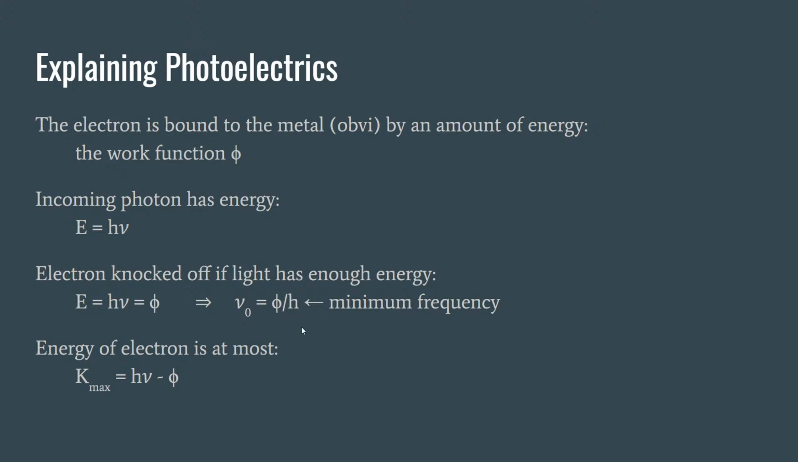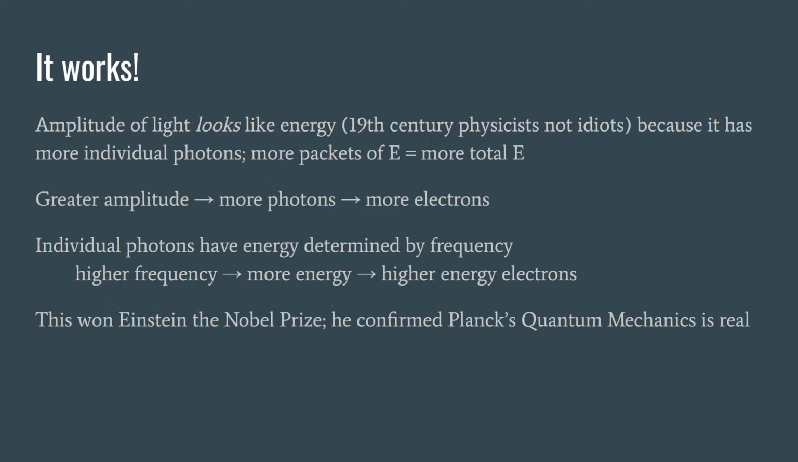And he said that, to put it another way, K, the kinetic energy of the electrons, is going to be equal to h nu, the energy of the incoming photon, minus the work function. So the photon has a certain amount of energy, it does a certain amount of work, phi, and the energy left over is going to be the energy of the electron. So that is how Einstein explained the photoelectric effect.